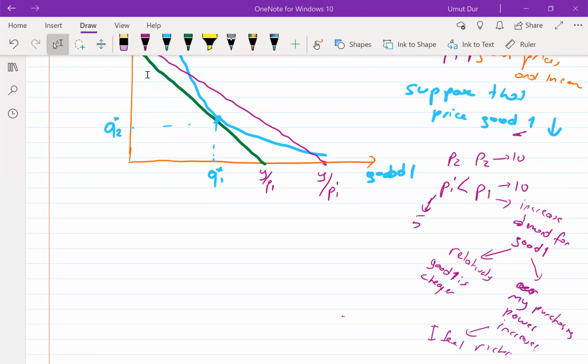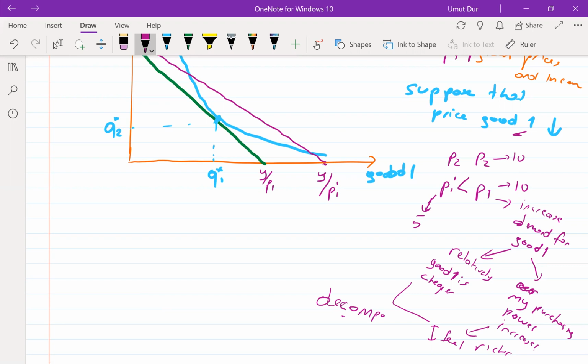Sorry for the break. Okay, so here we have two different effects of the decrease in the price. The first one is that relatively good 1 becomes cheaper, and my purchasing power increases, because I feel richer.